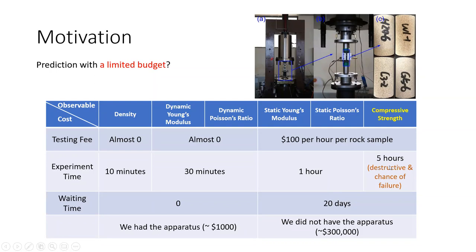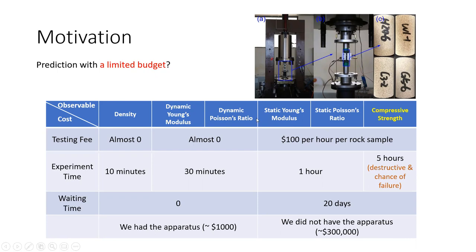What's worse is that this experiment is destructive, in the sense that after the experiment, the rock sample is destroyed and cannot be used to measure any other parameters. Also, there is a chance of failure. That is to say, after 5 hours of work, and after paying $500, we get nothing. So it's really, really costly. If we only have a limited budget, how can we manage this in a more efficient way?